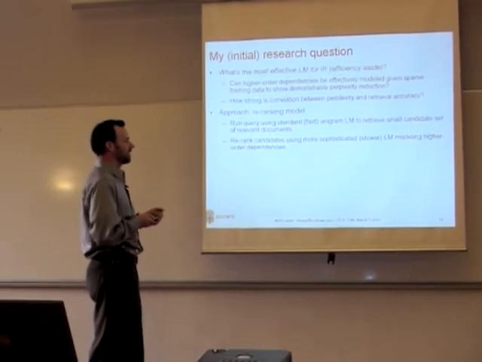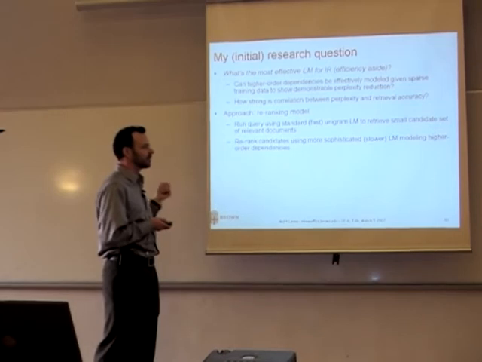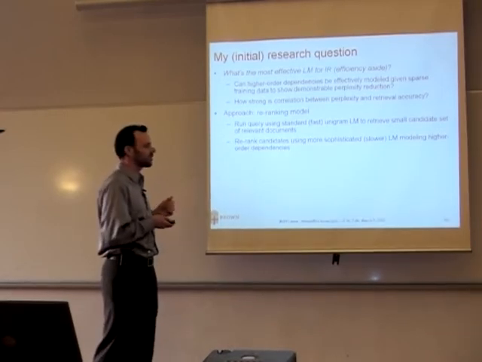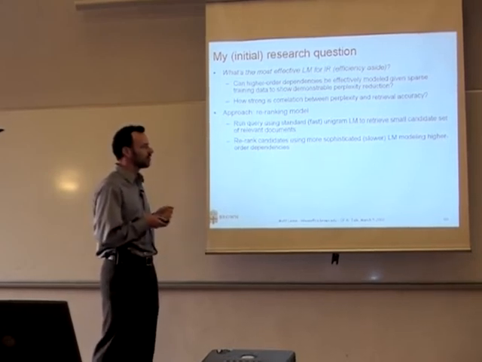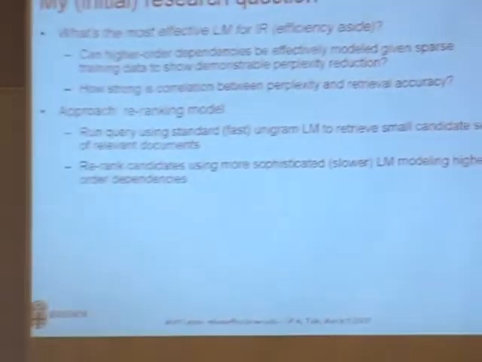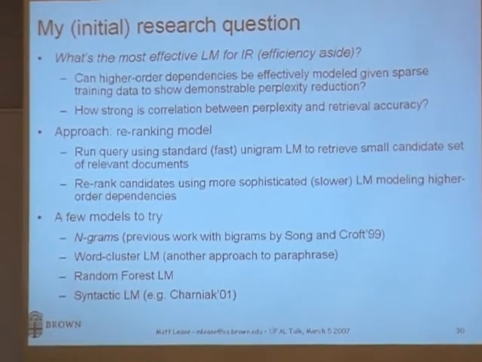So the basic approach I'm taking is to use a standard language model, this unigram, to retrieve from the collection some small set of candidate documents. So let it do an initial filtering pass. And then I'm going to re-rank these candidates using a more sophisticated language model with some higher order dependencies. There are several models to try, of course using n-grams of higher order.